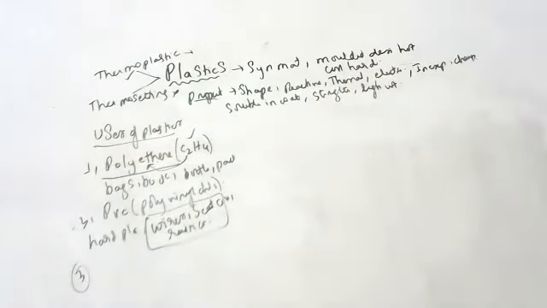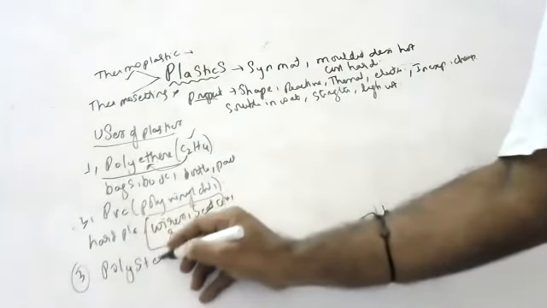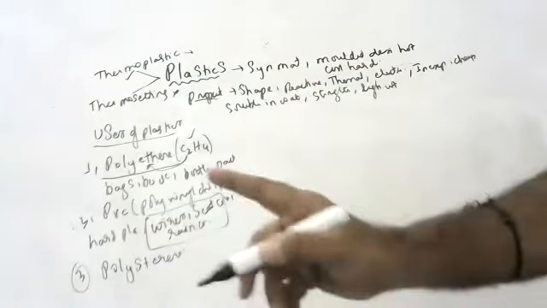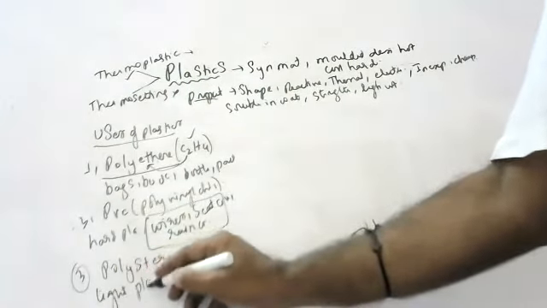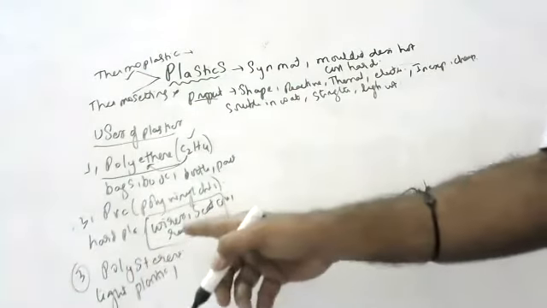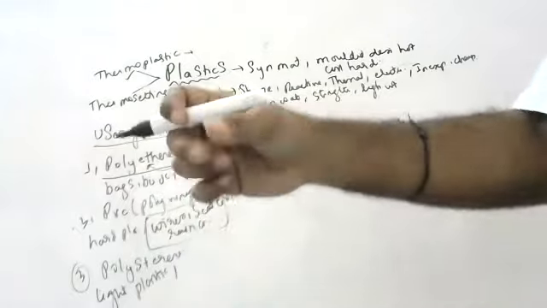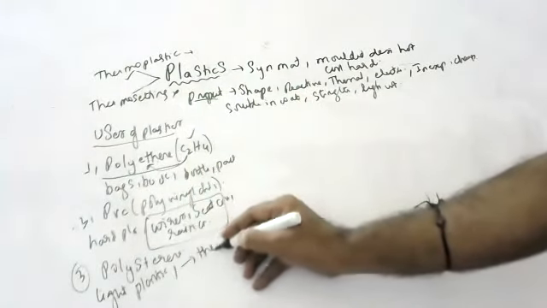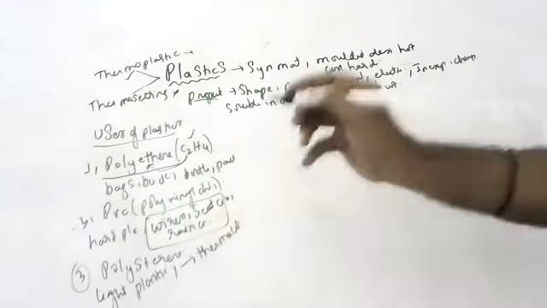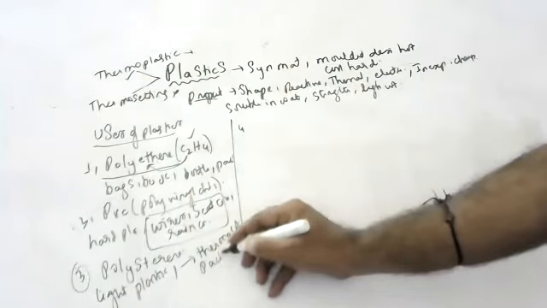Next, polystyrene. It is a light plastic, children, not hard like this. It can be easily molded, that's why it is used for packaging electronic items and making thermocol. It is used in making thermocol and also packaging of electrical items.